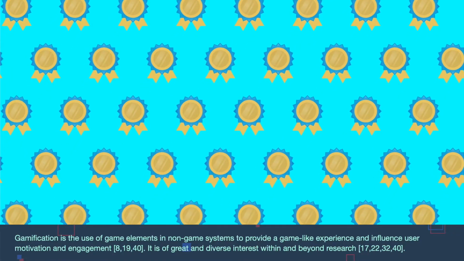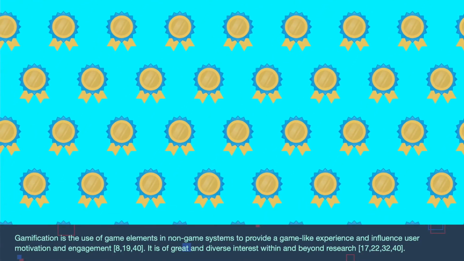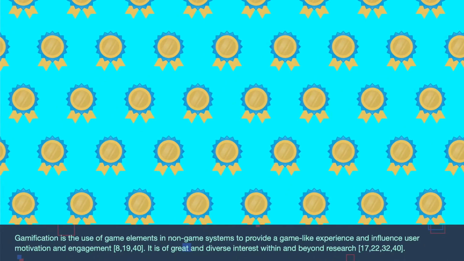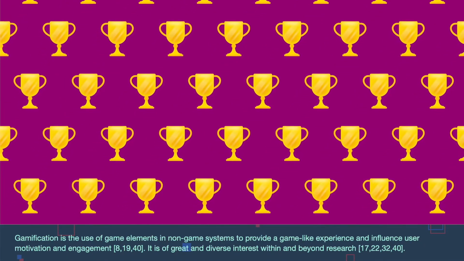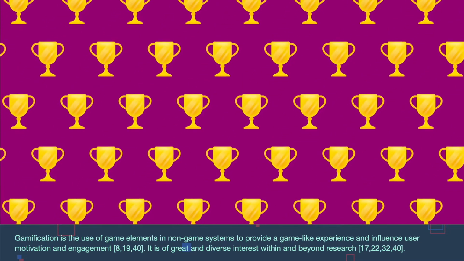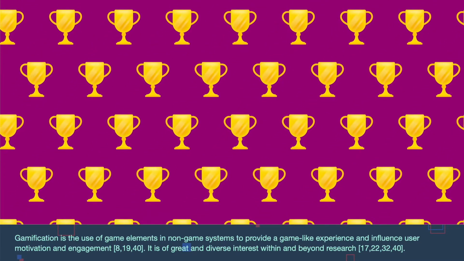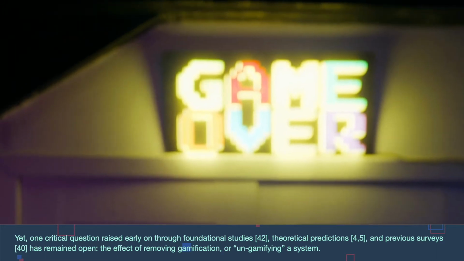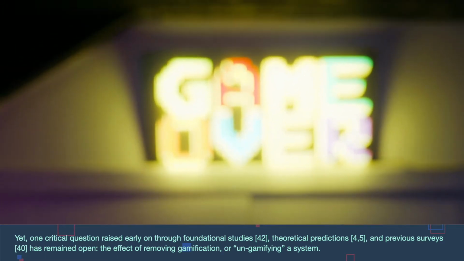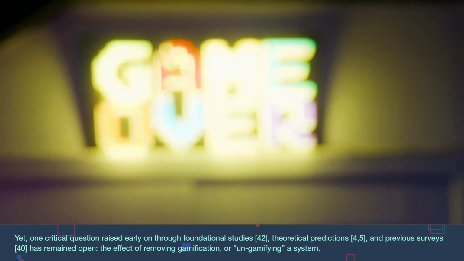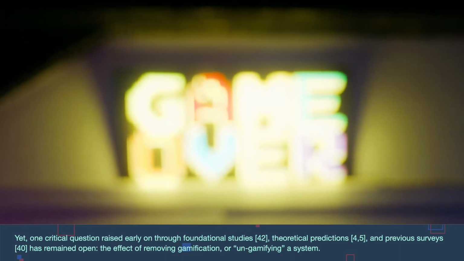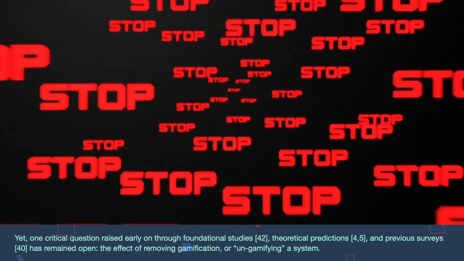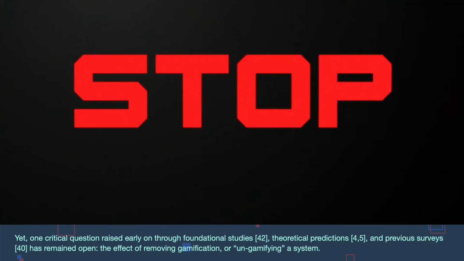Gamification is the use of game elements in non-game systems to provide a game-like experience and influence user motivation and engagement. It is of great and diverse interest within and beyond research. Yet, one critical question raised early on through foundational studies, theoretical predictions, and previous surveys has remained open: the effect of removing gamification, or un-gamifying a system.